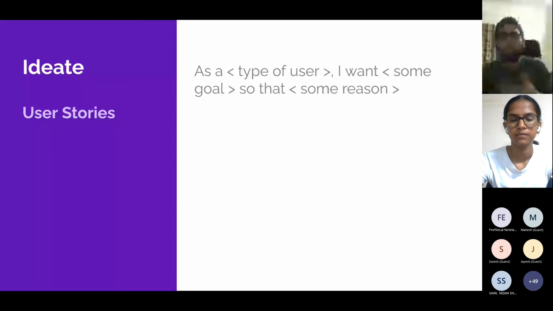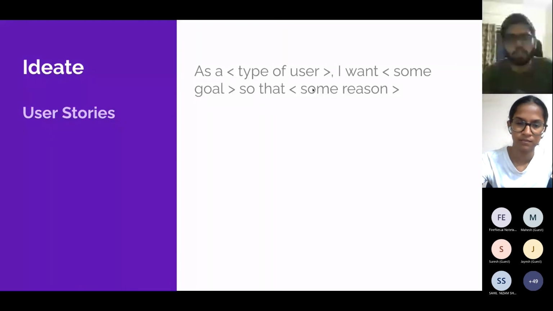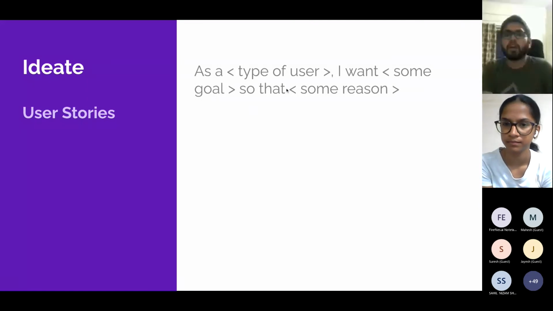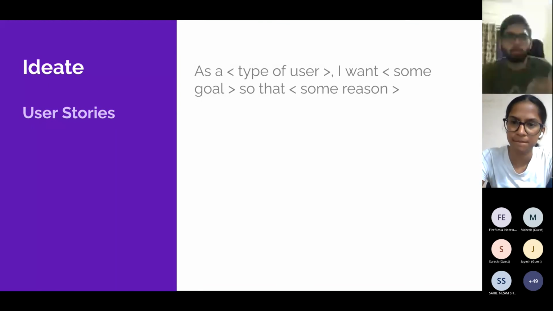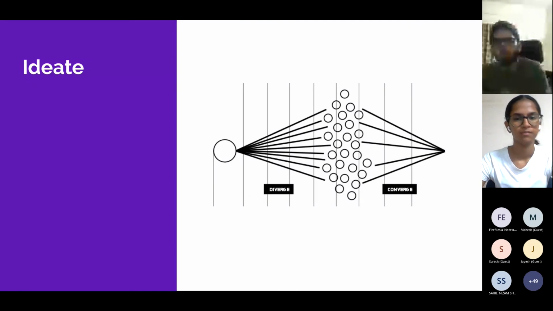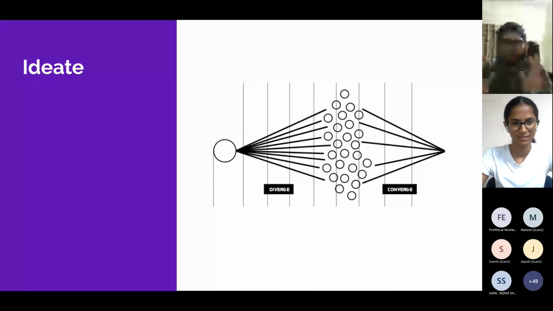Now, one of the templates for it is, as a whatever persona of user you are targeting, what do you want to achieve, so that why you want to achieve. So you write all these user stories, and then for these user stories, you try to ideate those solutions. Ideation is a very divergence and convergence type of exercise. You openly think and ideate as many solutions as possible. It can be any dumb solution also. Don't keep a constraint on anything.